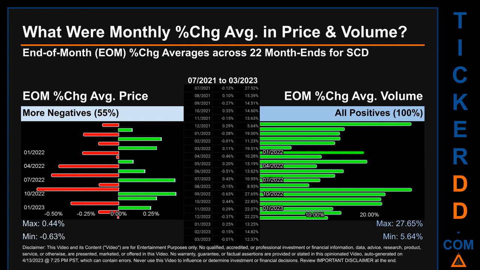Price saw an end-of-month max of 0.44% in average percentage change along with a minimum of -0.63%. For volume, the maximum and the minimum monthly percentage change were respectively 27.65% and 5.64%.